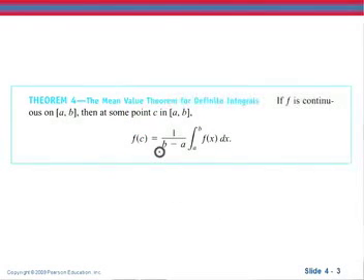Okay, so the mean value theorem for definite integrals: if f is continuous from a to b, then at some point c in a to b, f of c is 1 over b minus a times the integral from a to b of f of x dx. So at some point it takes on that mean value, or that average value.